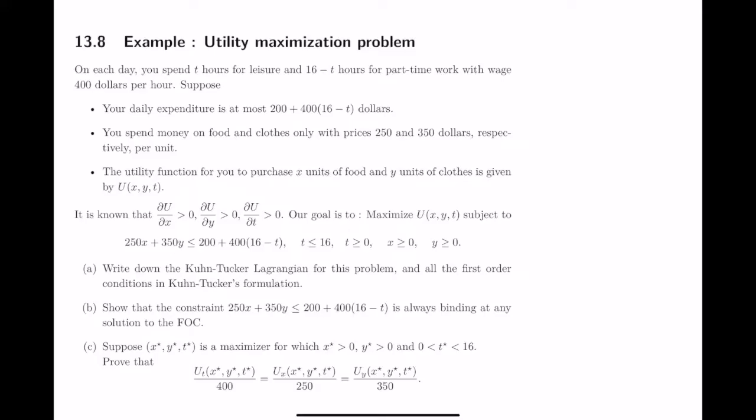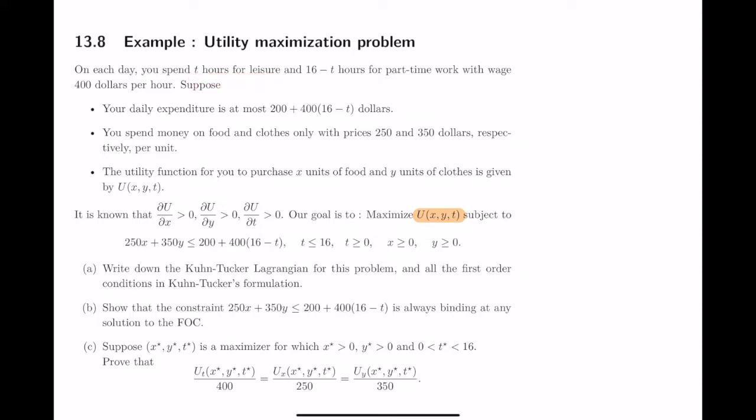Okay, here we're going to discuss an interesting example. This example is about maximizing a utility function. In this example, our goal is to maximize a utility function that depends on x, y, and t, where x is the unit of food, y is the unit of clothes, and t is the time for leisure. Okay? But then you have some constraints.